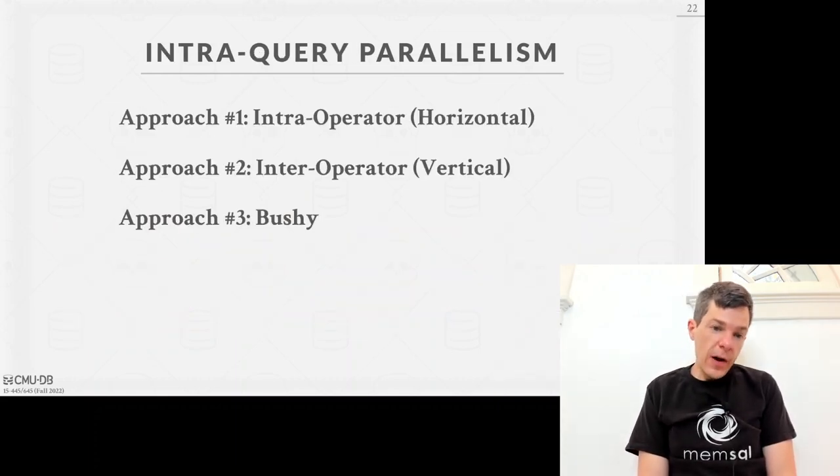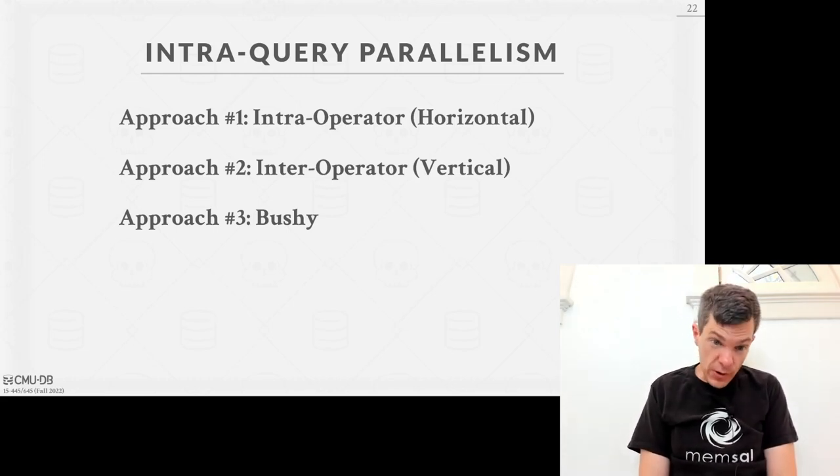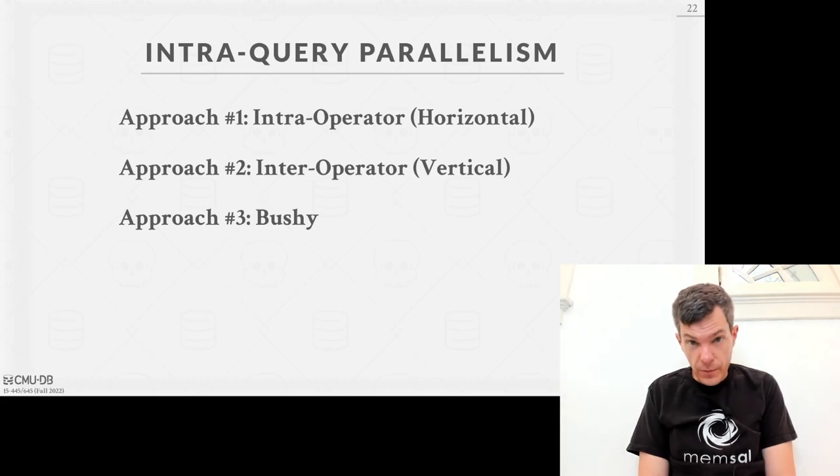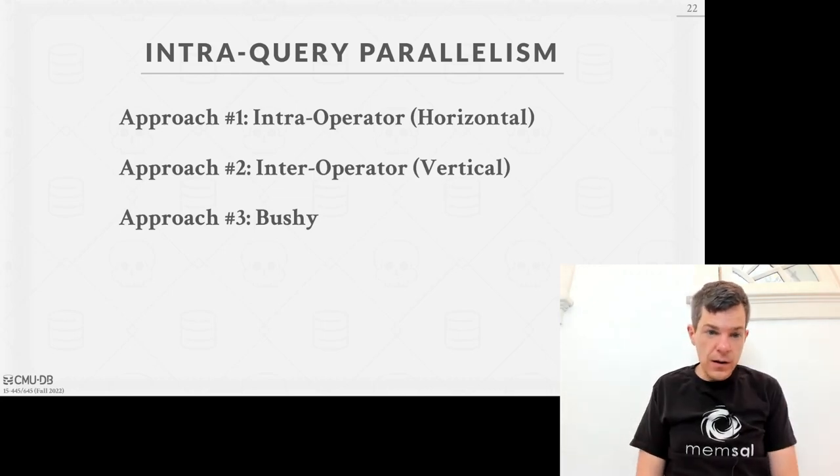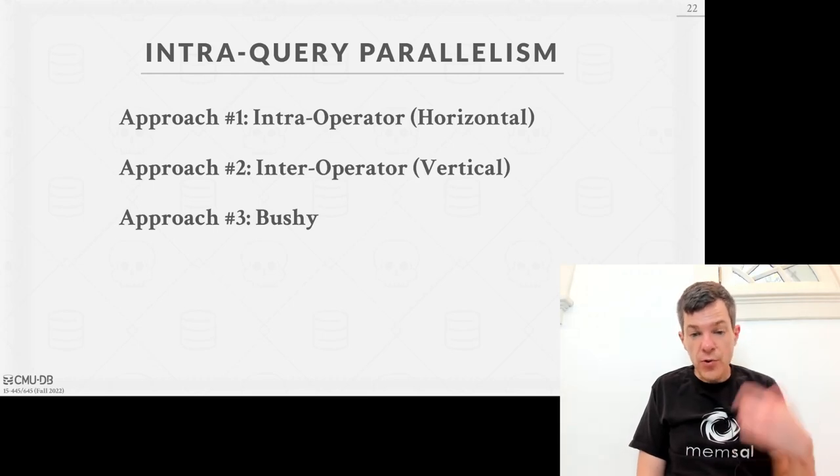All right, so for intra-query parallelism, there's going to be three types. Well, in my opinion, there's two types. There's intra-operator parallelism, or horizontal parallelism, and then inter-operator parallelism, or vertical parallelism. I think the textbook refers to a third type as bushy parallelism. And in my opinion, it's just a combination of the two. So I don't really see that as a distinct type of intra-query parallelism, but we'll go through and make sure we understand what's actually going on.